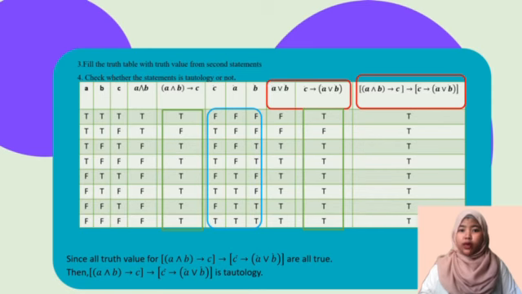Last, we check whether all the statements are a tautology or not by checking the implication of the first statement with the second statement. There is no true hypothesis and false conclusion from all the statements, and we can conclude that all the statements have a truth value of true. Since all the truth values for the implication of A and B implies C and C not implies A or B not are all true, then the statement is a tautology.